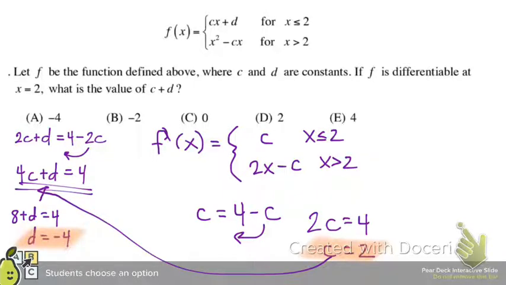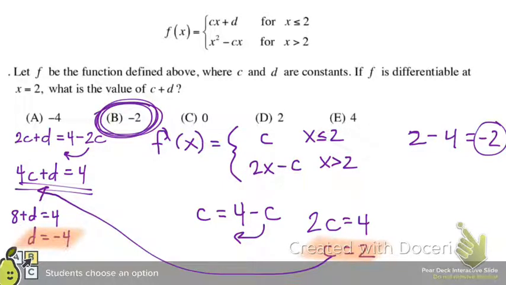So those are the values for c and d, and the question is saying what is the value of c plus d? So essentially, what's the value of positive 2 minus 4, which is negative 2? And that is answer choice B. Negative 2 is the value of c plus d.